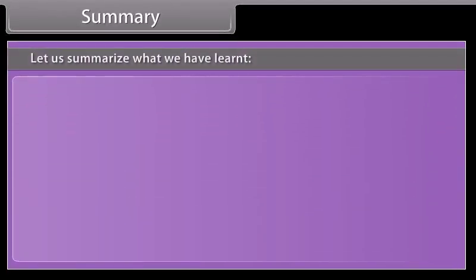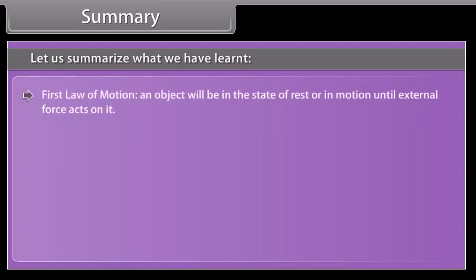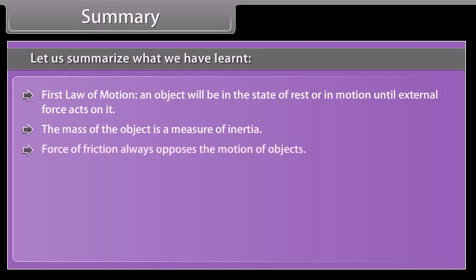Summary. Let us summarize what we have learned. First law of motion. An object will remain in a state of rest or in motion until an external force acts on it. The mass of the object is a measure of inertia. Force of friction always opposes the motion of objects.